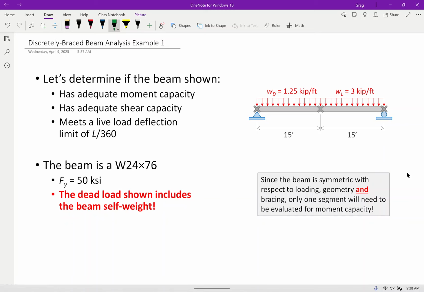What is the moment diagram going to look like for this beam? It's going to go like that, right? Am I right? Okay. So how many unbraced segments do we have in the beam total? Two. There's the one on the left and the one on the right. Okay? So what is the LB term for those segments?